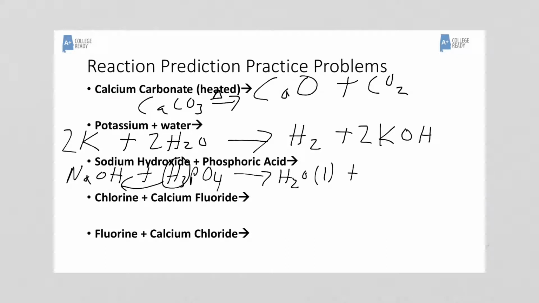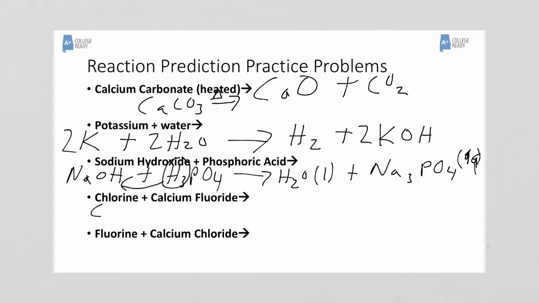And we're also going to get a salt, and that's going to be sodium and phosphate. Sodium is a 1 plus ion, phosphate's a 3 minus. So our formula for sodium phosphate is Na3PO4. All sodium compounds are soluble, which means this is an aqueous compound. That should say AQ there. It doesn't look very good. So we need to balance this equation, and it turns out it is balanced as written. So this is a double replacement or neutralization reaction.